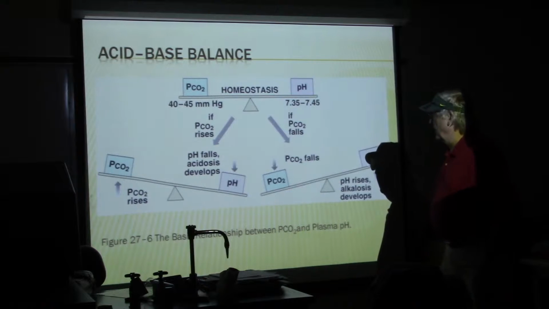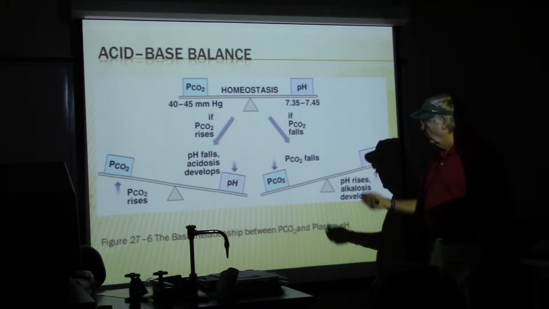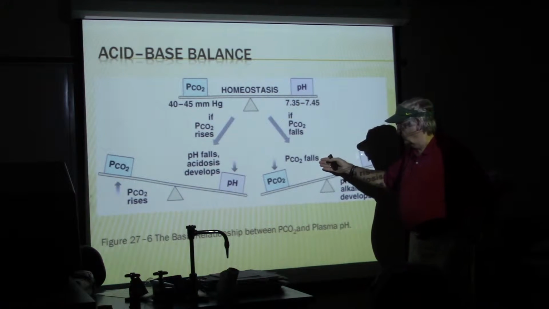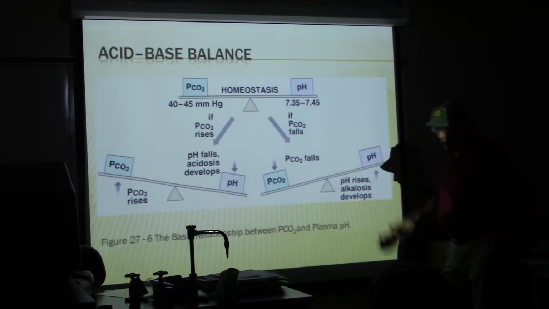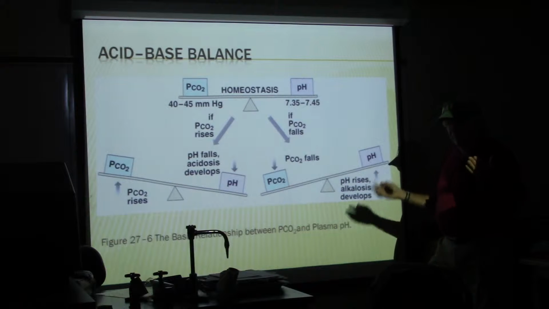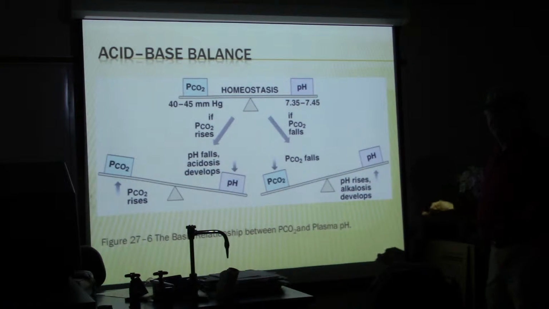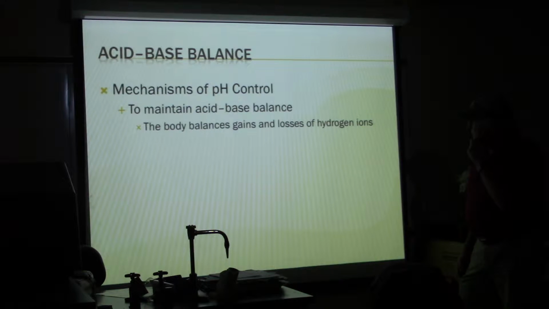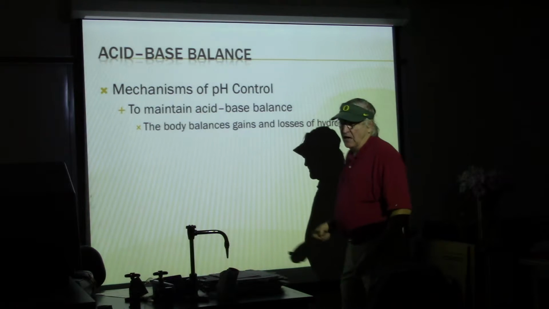Just the opposite of that, if the PCO2 falls, if they're breathing too much, blowing off the PCO2, the PCO2 falls, and the pH rises, and alkalosis develops. So remember that pH and PCO2 are inversely related. Don't ever forget that, because that's the one thing you can always go back to help you figure out these acid-base problems. Now, we have more than that, because we can also gain and lose hydrogen ions.